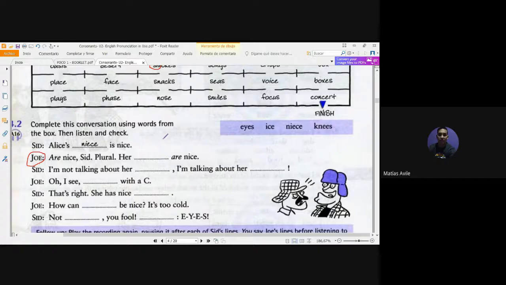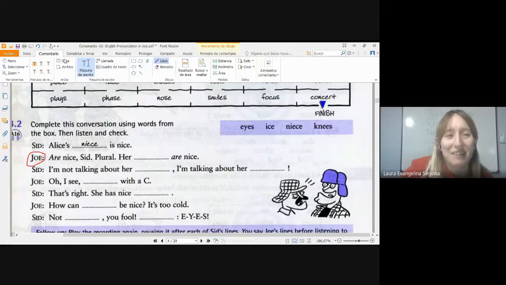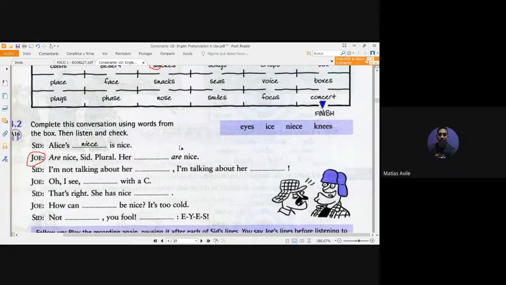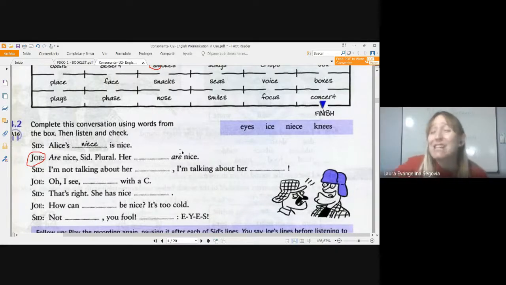Not eyes. Eyes. That's the thing. Not eyes, you fool. Eyes. Okay, the slowest dialogue in the world. The less synchronized dialogue in the world. Okay, don't worry. Let's see.